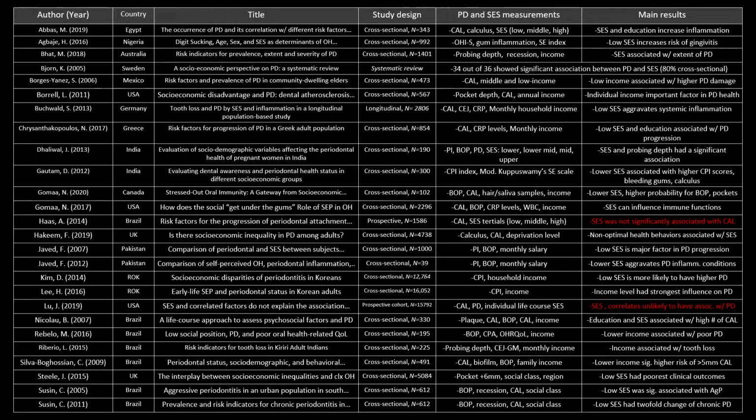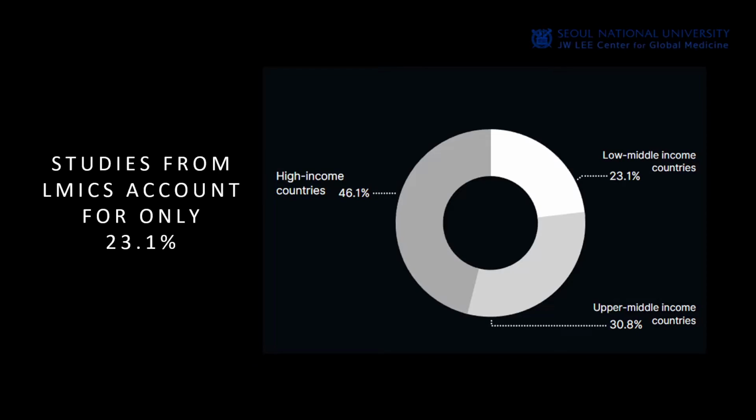Results. The following table demonstrates all the studies that were included for the review. As you can observe, only 2 studies, both of which were prospective studies, found that socioeconomic status was not significantly associated with periodontal disease. It is important to note that nearly half of the studies were from high-income countries, such as Sweden, Germany, and the United States. Less than a quarter were from low-middle-income countries.